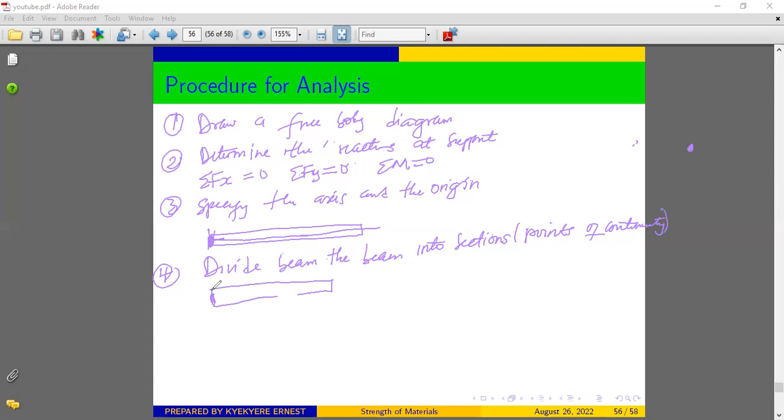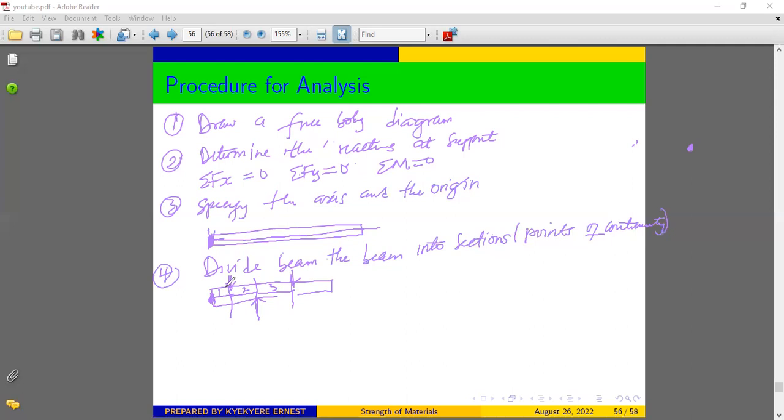So in this case, if I have a force here, another force there, another force at this point. Then once I move to this point, I've encountered a force. So there's a discontinuity. Once I come to this side, there's a continuity. Once I encounter another force, there's a discontinuity. So this will be section one, section two, section three. So you divide into sections.